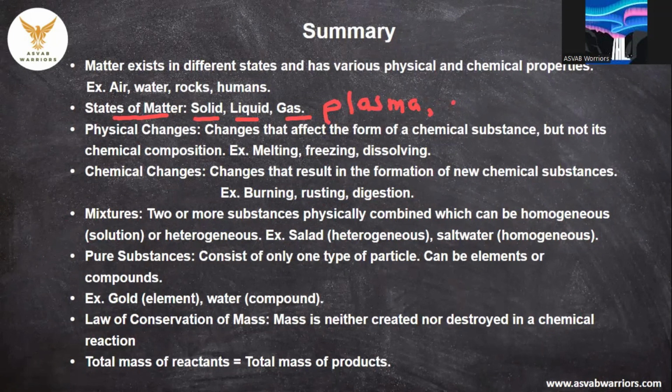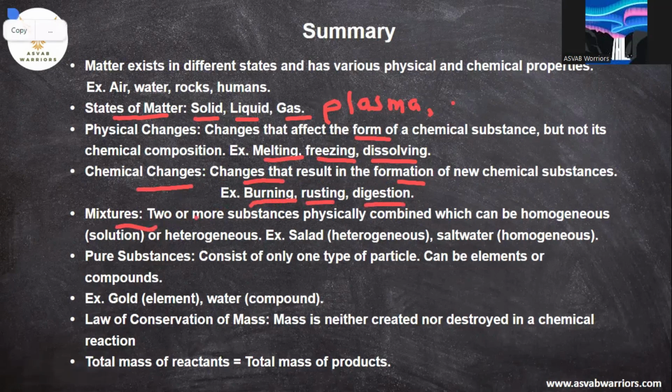Physical changes are changes that affect the form of a chemical substance, not the chemical nature, right? So it is melting, freezing, dissolving, or cutting into small pieces. Chemical changes are when there is a change in the chemical nature of the material. Earlier it is something else. After the chemical change, it has changed its structure. Examples are burning of a substance, rusting of iron, and digestion of the food that you are consuming.